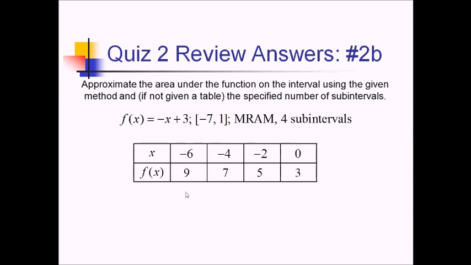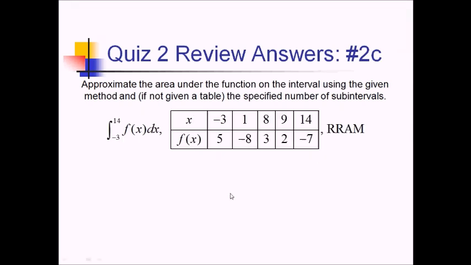So we have 2 times 9 plus 2 times 7, base of 2 times a height of 5, base of 2 times a height of 3. And since these are all getting multiplied by 2s, you could get fancy and factor a 2 out of all this, and then just add all the other numbers together. So 9 plus 7 is 16, plus 5 is 21, plus 3 is 24. Multiply all that by 2, we get 48.